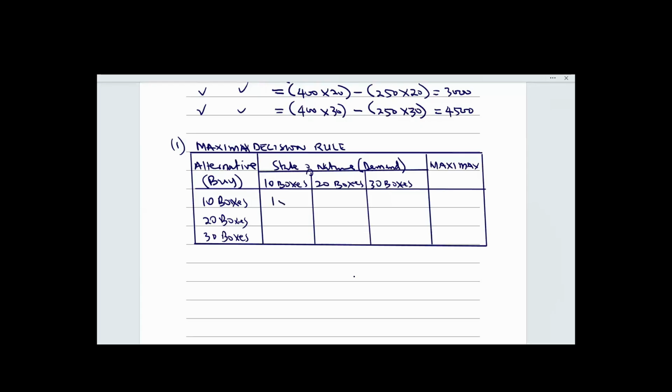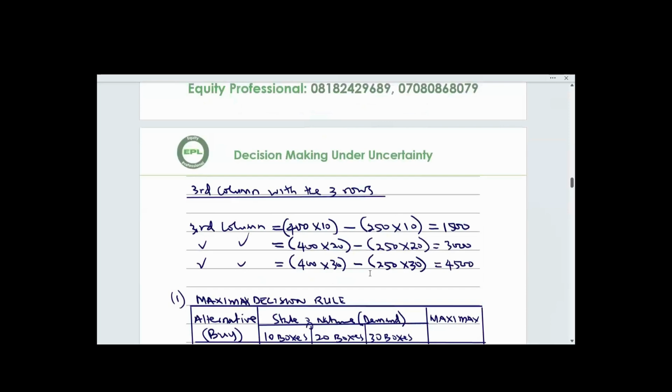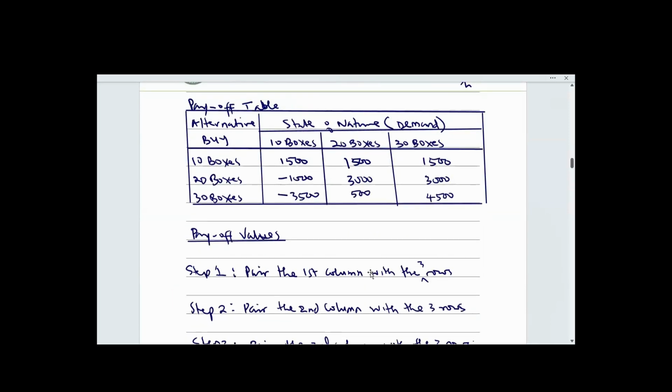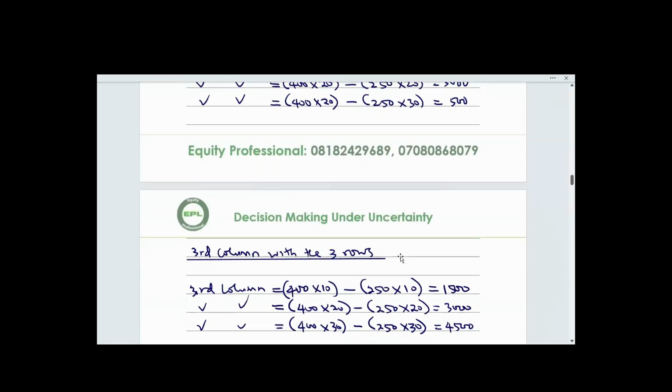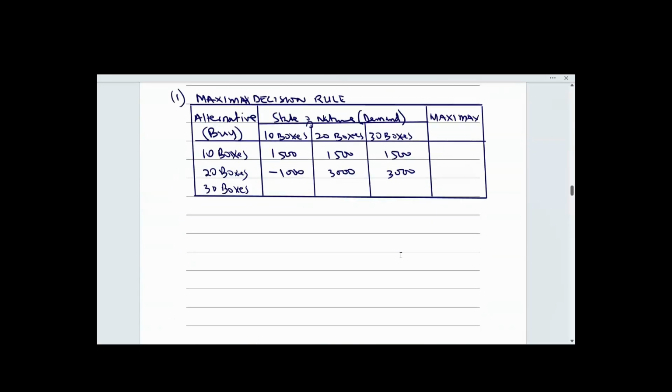So here is 1,500, 1,500, then 1,500, minus 1,000, 3,000, 3,000. Then we have 1,500, minus 3,500, which is 500. Then 4,500. 4,500.